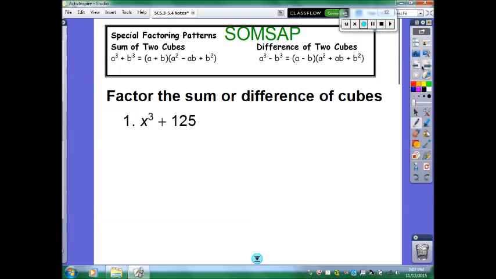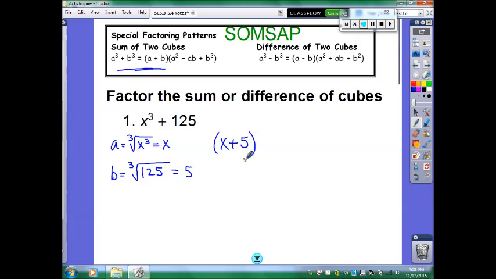All right, here's how I like to do this. So A is the cube root of x to the third, which is x. And B is the cube root of positive 125, which is 5. All right, so we're looking at this first pattern up here. So it's a binomial, so you just put these together, x plus 5.